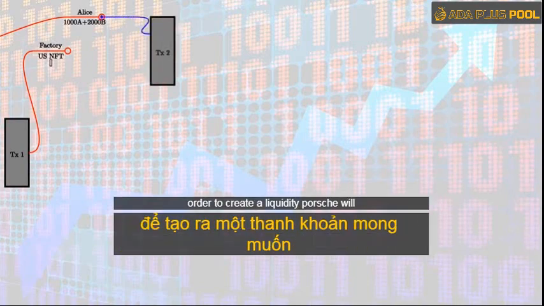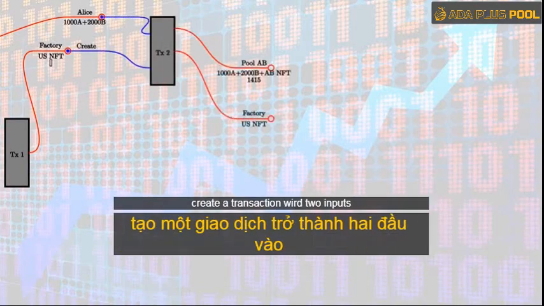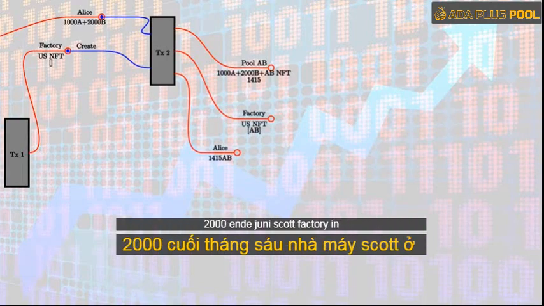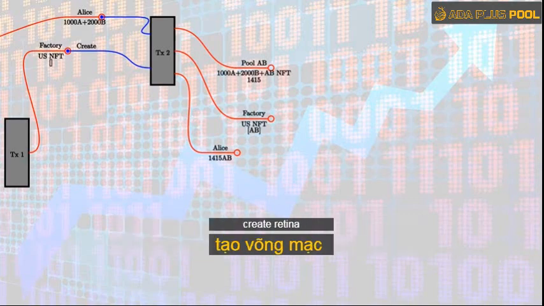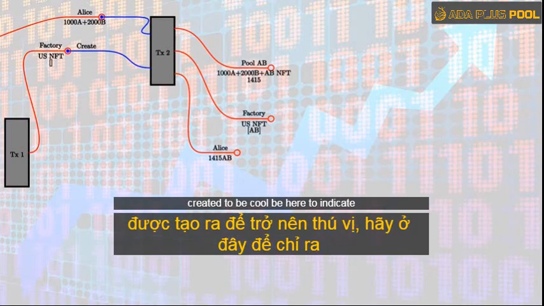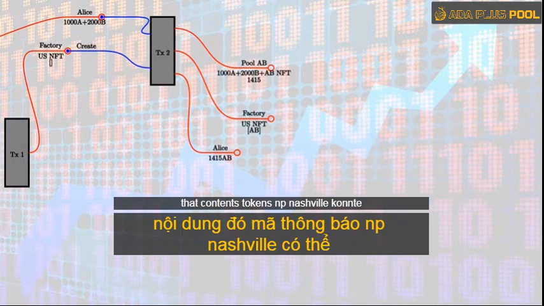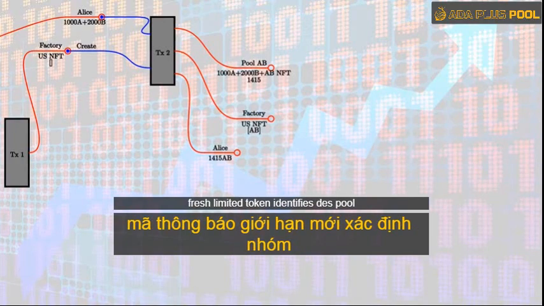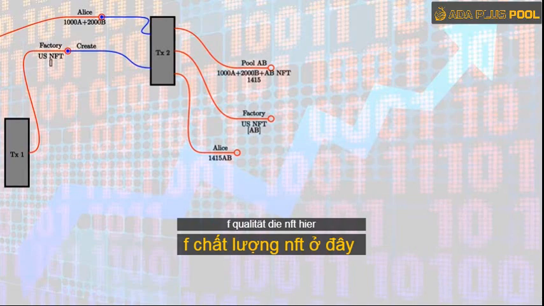In order to create the liquidity pool, she will create a transaction with 2 inputs and 3 outputs. The 2 inputs will be the liquidity she wants to provide, so the 1000 A and the 2000 B, and the Uniswap factory, invoked with the create redeemer. And the 3 outputs will be the newly created pool. We call it pool AB here to indicate that it contains tokens A and B, which will contain the liquidity that Alice provided, the 1000 A and the 2000 B, and a freshly minted token that identifies this pool, an NFT. I call it AB NFT here.